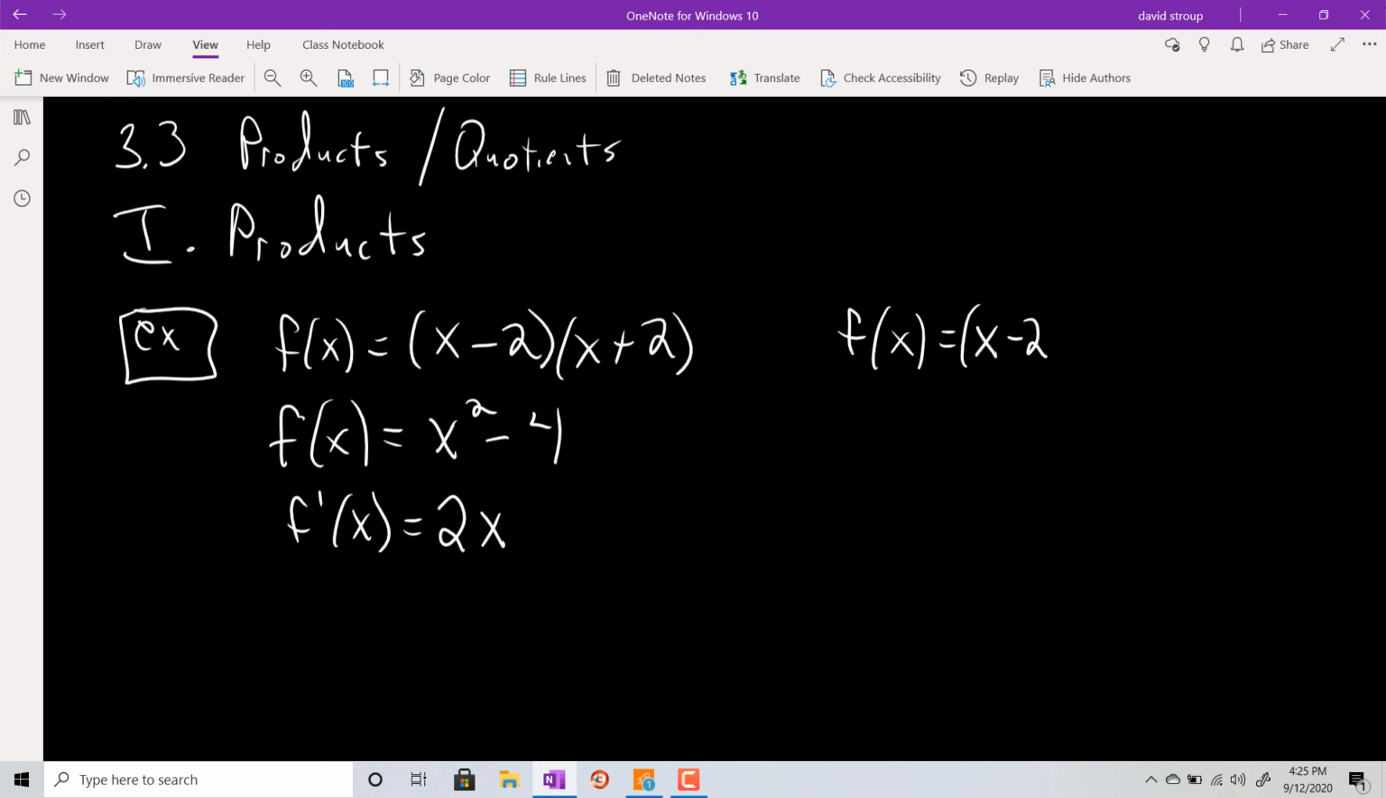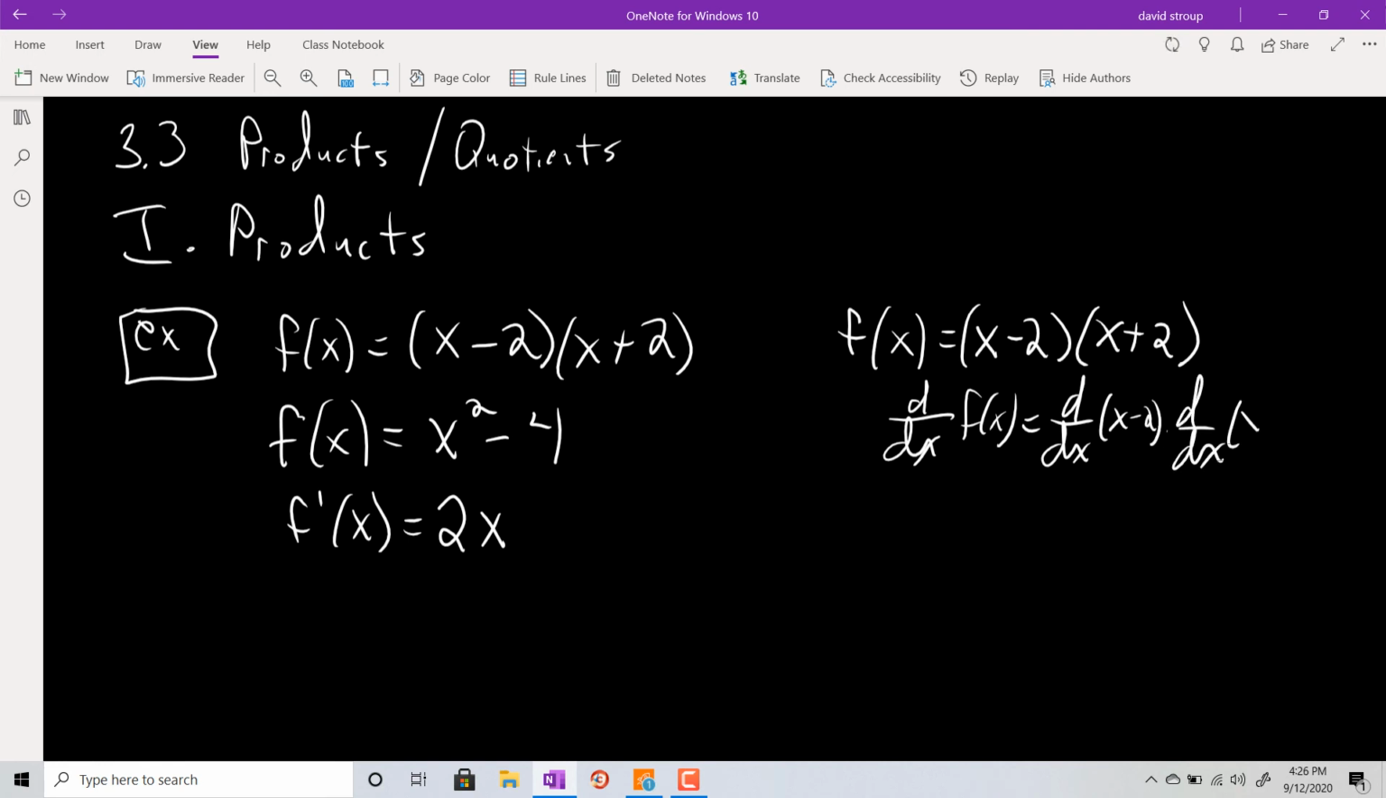We're hoping that maybe, just maybe, to take the derivative of this thing, all we have to do is take the derivative of the parts. So maybe the derivative with respect to x of f of x is equal to the derivative with respect to x of (x minus 2) times the derivative with respect to x of (x plus 2). Okay, we don't know, but why not try it, right? Okay, so we have the answer there. We can see if this works.